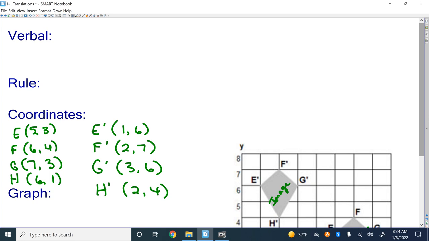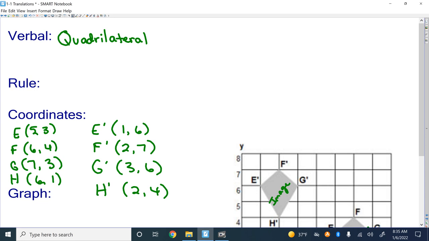Left four, up three. Okay, so I'm going to start with my verbal statement. Now, this is obviously not a triangle, is it? No. We haven't gotten into specific types of shapes yet, so since we don't know exactly what kind of four-sided shape it could be, is it a rhombus, is it a kite, whatever, we call it a quadrilateral. You could just say quad if you want to. I'm going to write out the whole word for this problem, but I'll write quad for the next few. But if it's a four-sided shape, say quadrilateral.